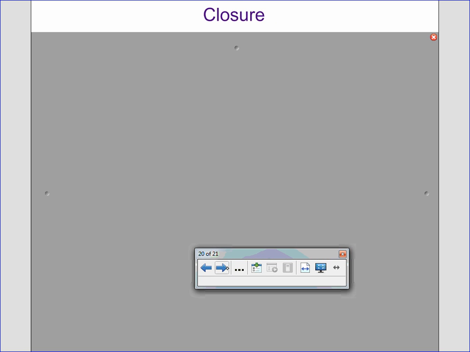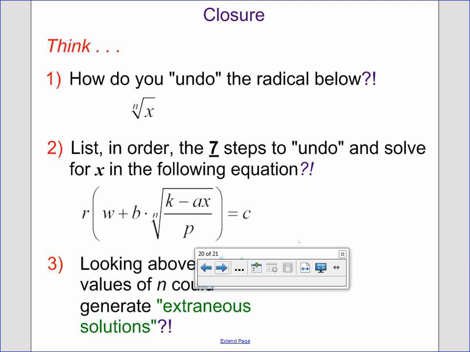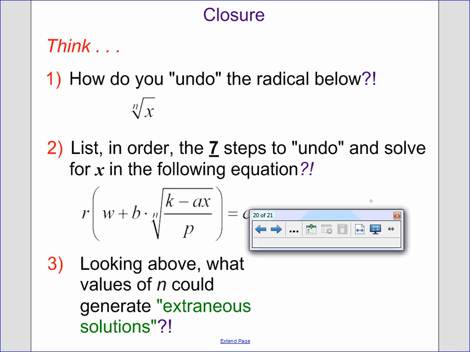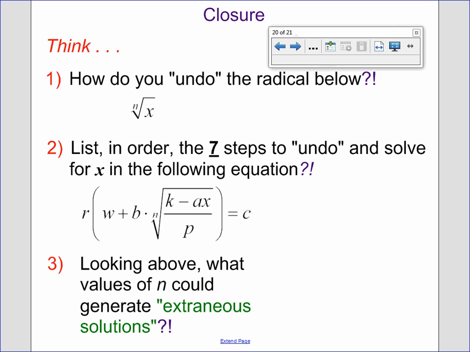You guys have done great work today. Let's go ahead and do our closure. With your partner, quietly decide how you undo the radical below. Then we'll list in order the 7 steps to undo and solve for x in the following equation. That's the big one of them all. Closure question number 2. And then as a follow-up, in number 3, looking at number 2 above, what values of n, the index on my radical, could generate extraneous solutions? Go ahead and work on the closure with your partner, and then we'll come back together to check.